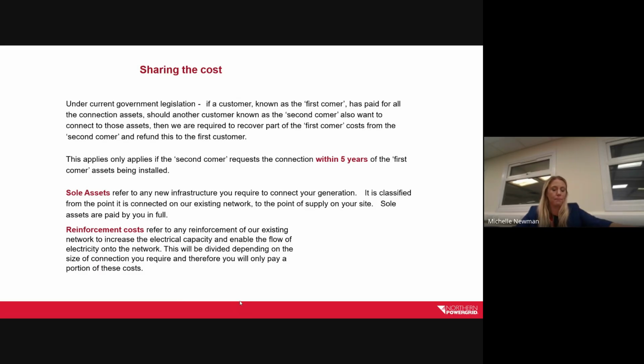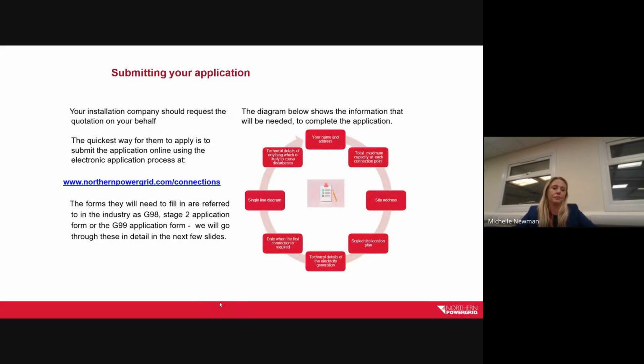Next slide, please. So as a community group, you may have got your budget estimate, you've gathered together all of your information and you're ready to submit your application. It's worth bearing in mind that your installation company in most cases should be requesting the connection on your behalf. They're usually best placed to do it because they've usually done it many times before. That's not to say you can't independently submit it, but really your installation company should either be requesting the quotation or certainly providing a great deal of guidance on it.